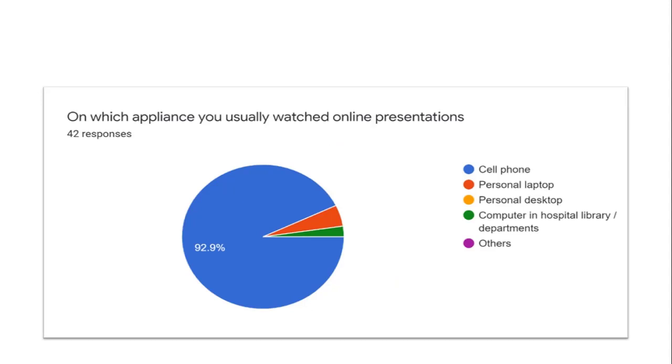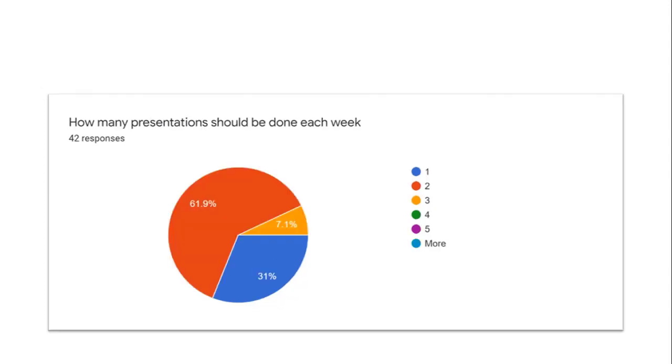Then we asked which appliance you use. The majority of people use mobile phones. Some use computers from home and from the hospitals. That means for most of the people, doing these exercises was possible. Then we asked how many presentations should be done each week. 69% think 2, 31% think 1, and only 7% say 3. So 1 to 2 presentations is acceptable for everyone.